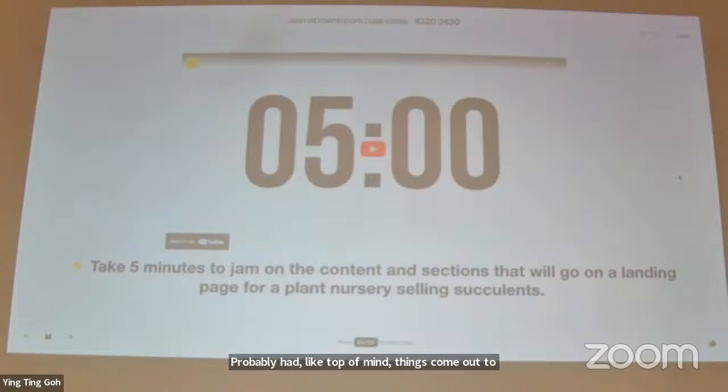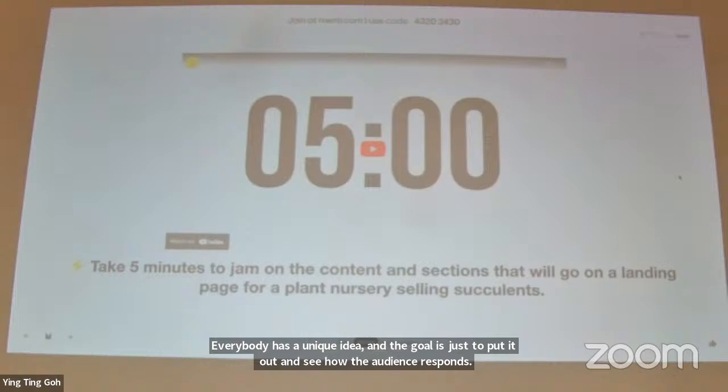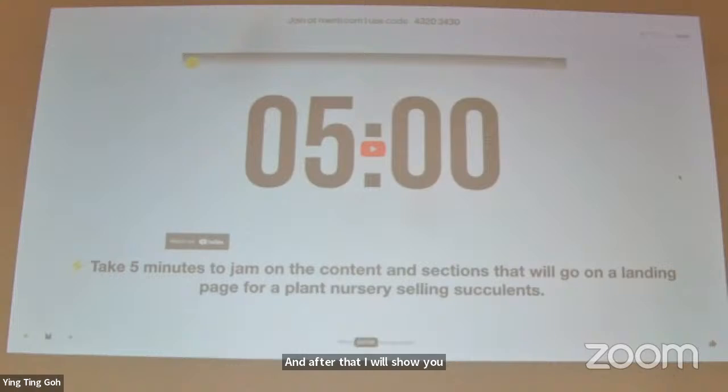So I'm just going to walk around the different tables and you'll share with me and I'll share with the rest of the audience what interesting things have come up on different tables. One, it's an opportunity to see that really there's no right or wrong in landing pages and marketing. Everybody has a unique idea and the goal is just to put it out and see how the audience responds. And after that, I will show you what the rapid prototyping for this could look like.